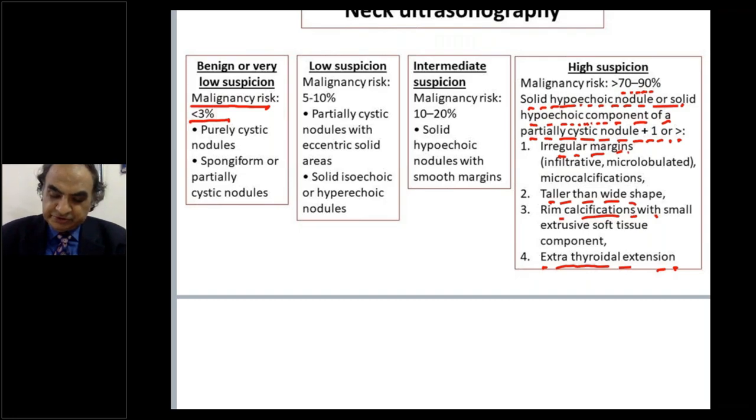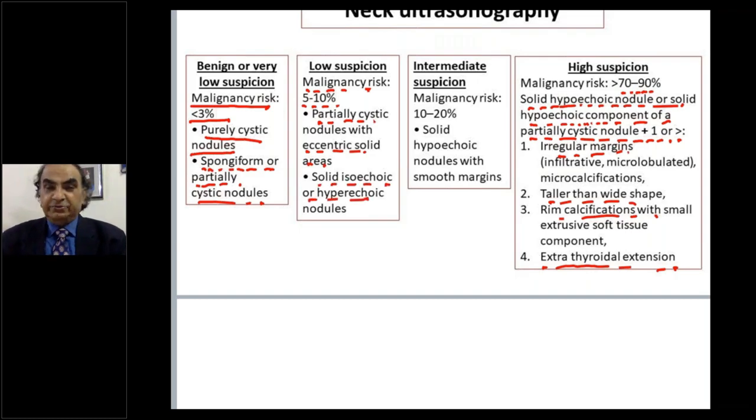Purely cystic nodules, which you can aspirate, are mostly cysts, and they may refill. If they refill twice, we then suspect them to be malignant. Or if it's hemorrhagic on aspiration, we suspect them to be malignant. If they're spongiform or partially cystic nodules, low suspicion, the malignancy risk is 5 to 10%. The partially cystic nodules with eccentric solid areas or solid iso-hypoechoic areas, you can capture this slide. You will need it. If you have to answer this question in an exam on ultrasound features, just put this slide, and that's the end of the story.